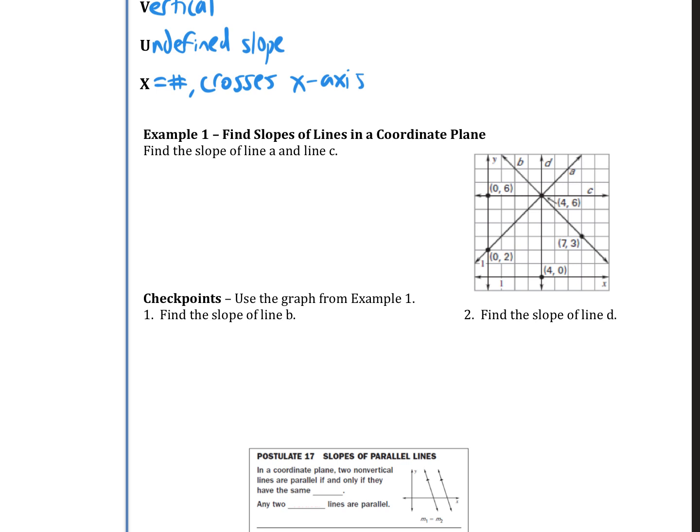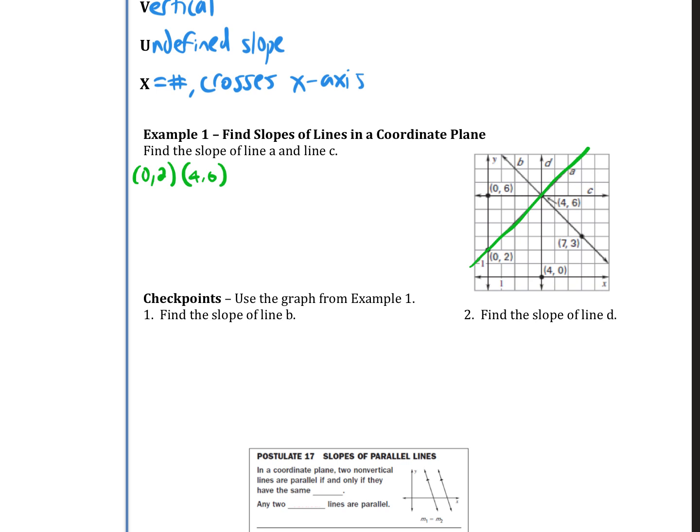We're actually going to use the slope formula. Line A was this one right here. There's line A. We need 2 points that are on line A. Well, on line A, I see (0, 2) is one of them. And what's the other one? I see (4, 6).